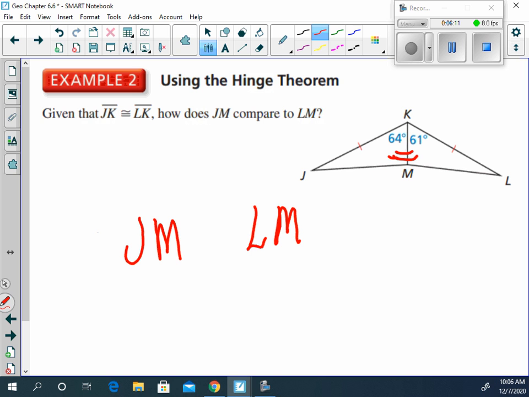So which angle is bigger? Well, the 64-degree angle is bigger, yes? And the side opposite the 64 degrees is JM. So JM is bigger than LM. And that's it.